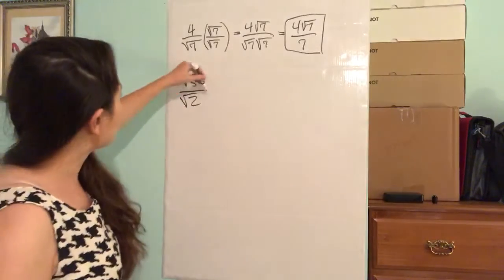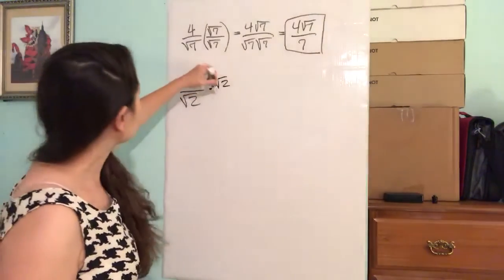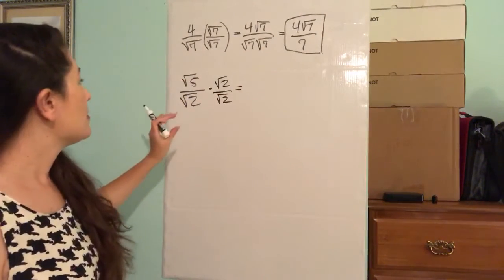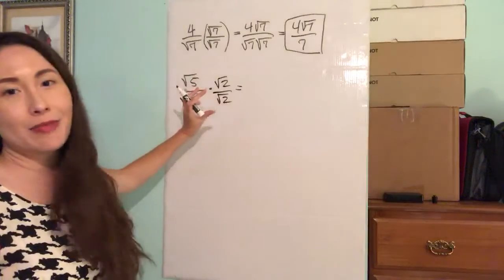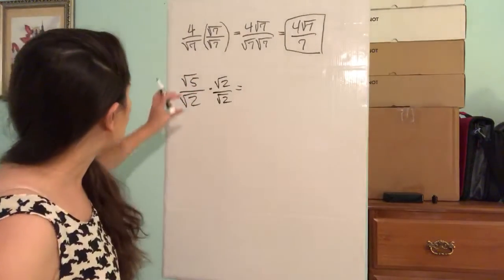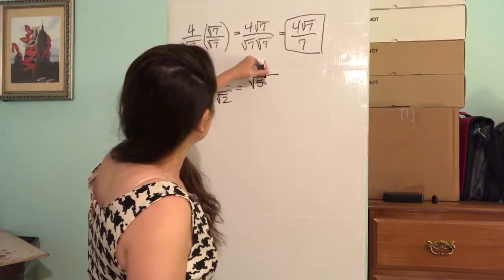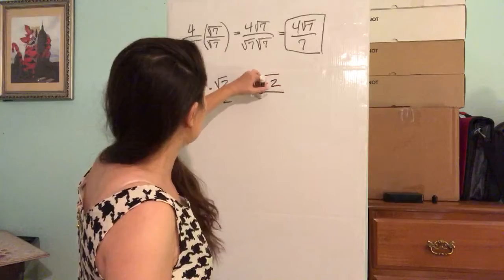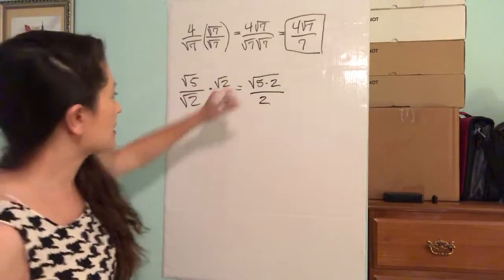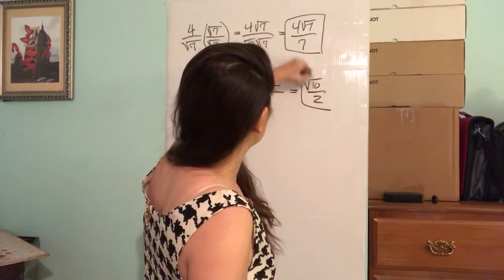So again, we're going to multiply both top and bottom by the square root of 2. So we do that, and again, doing this is just like multiplying this by 1, right? So we get square root of 5 times square root of 2 over 2, right? Now square root of 5 times square root of 2, that's going to be square root of 10 over 2.